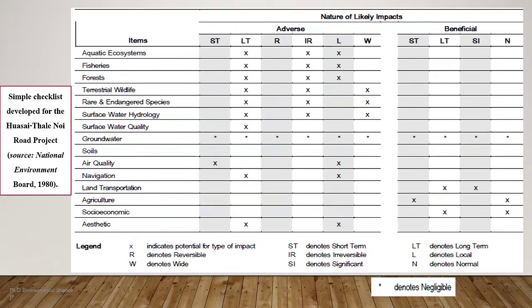So, for example, wherever you will see the cross mark, it means the impact is expected over there. In case of aquatic ecosystems, you can see it is expected to have long-term, irreversible, and local adverse effect, and no significant beneficial impacts are indicated. Likewise, in case of fisheries, adverse effects are expected, which would be long-term, irreversible, and local. Again, no significant beneficial effects will be there.